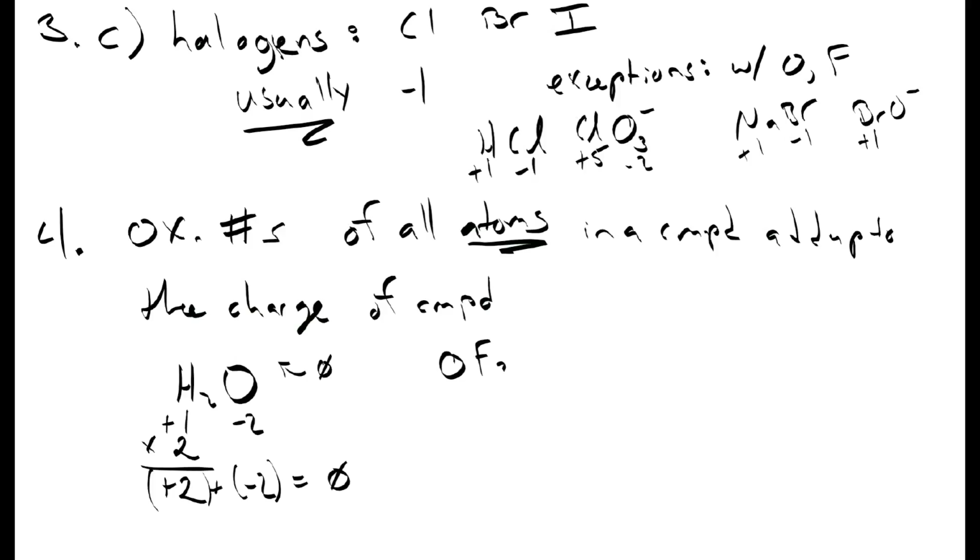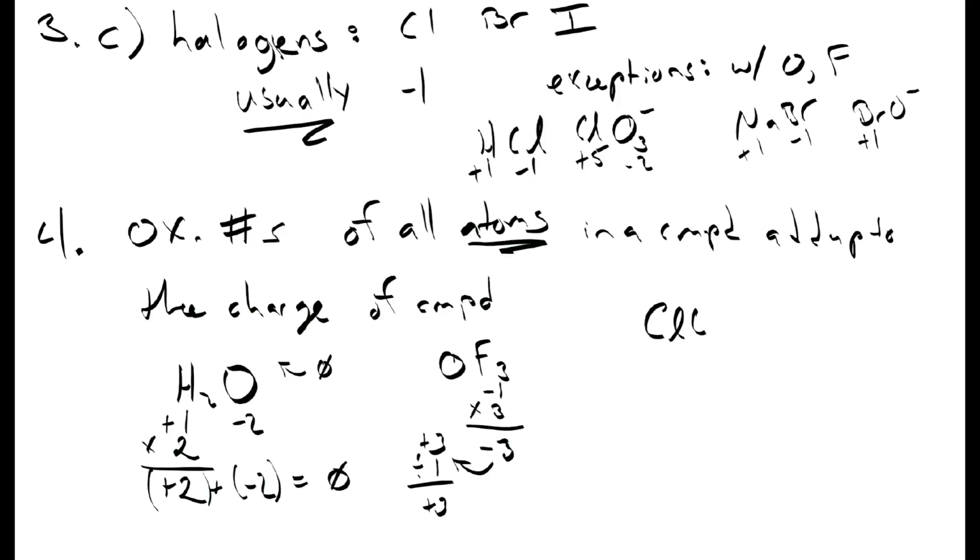Similarly, OF3, that's how I figured out what oxygen was, because each fluorine is going to be -1, and there are 3 of them. So that gives us a total of -3. This is a lot like figuring out charges on ions. So that means that oxygen must be +3. And there's only 1 of them, so it's +3. That's how I figured that out.